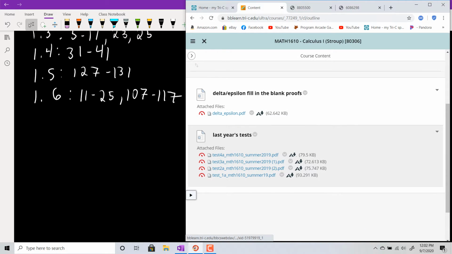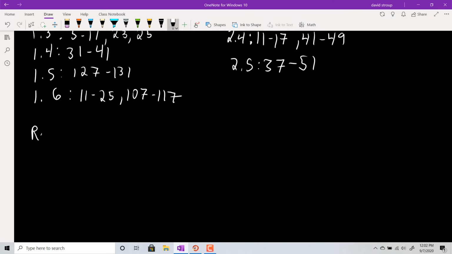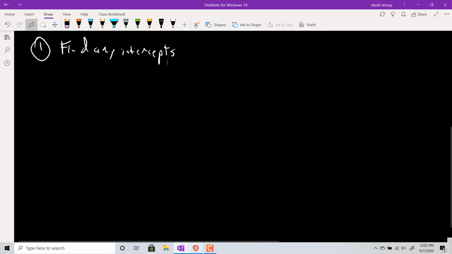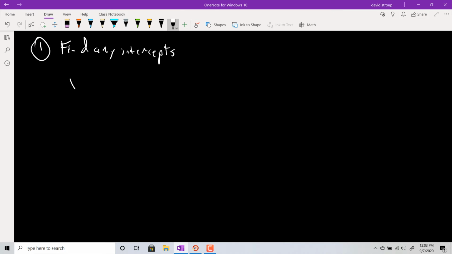Okay, all right, so we're looking at Test 1A from summer 2019, and it should look like this. Review, Test 1A. Problem 1: find any intercepts. And we have this odd-looking function. Let's see if I can find where it is. y equals x times the square root of 49 minus x squared.